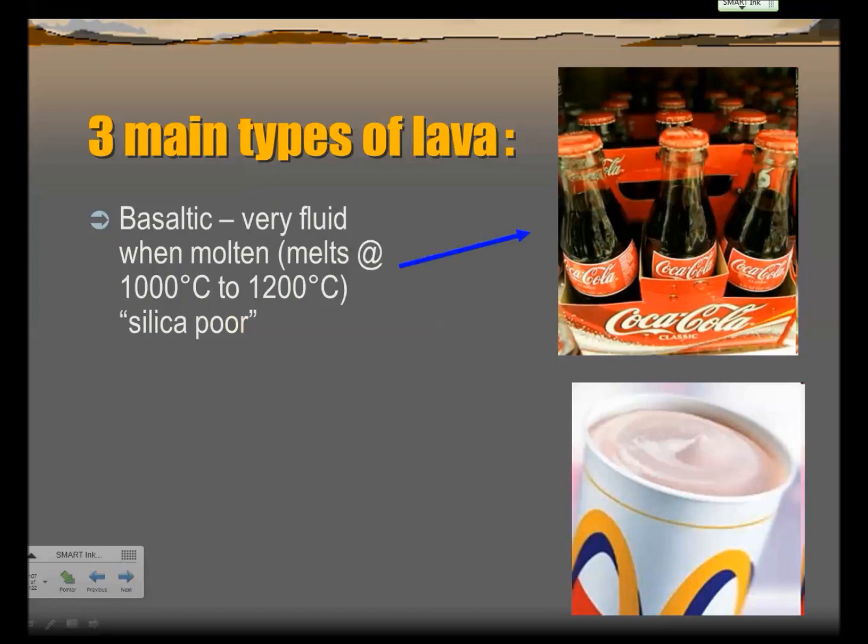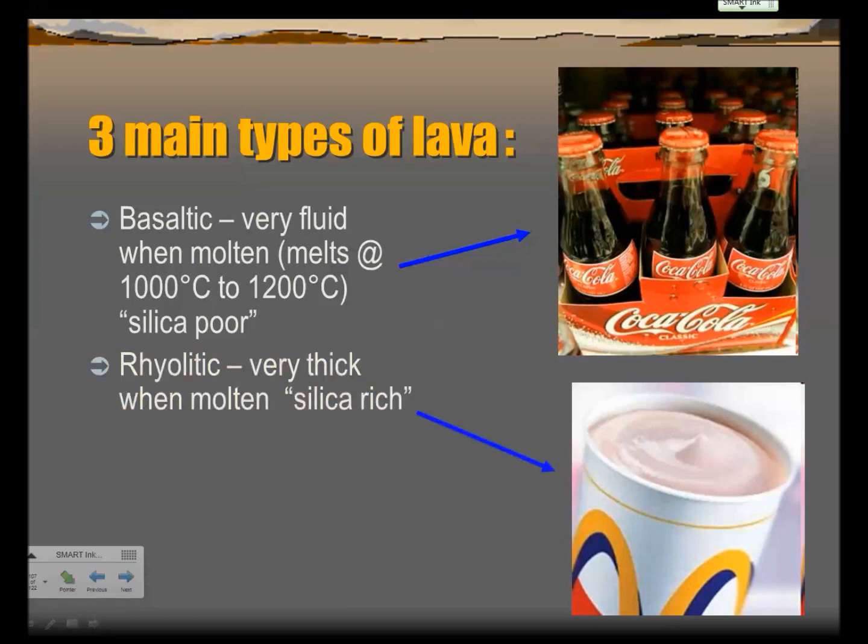Basaltic lava, for instance, made from seafloor ocean crust, when it's hot, when it's liquefied, it's very fluid. It melts between 1,000 to 1,200 degrees Celsius and is silica poor, which means it doesn't have a lot of silica in it. It's not very felsic, obviously, and that's why the dark Coca-Cola helps remind you of that, because you learned that basalt is a dark colored igneous rock, and Coca-Cola is fluid. You know, it's very easily spilled, runs out everywhere. And that's the way this lava acts. There are some photographs in my classroom of Hawaiian eruptions, and you can see the very fluid lava.